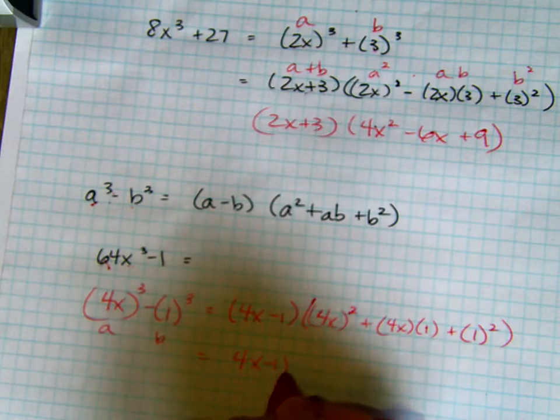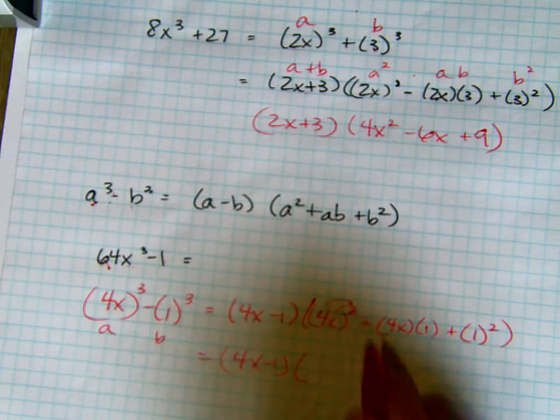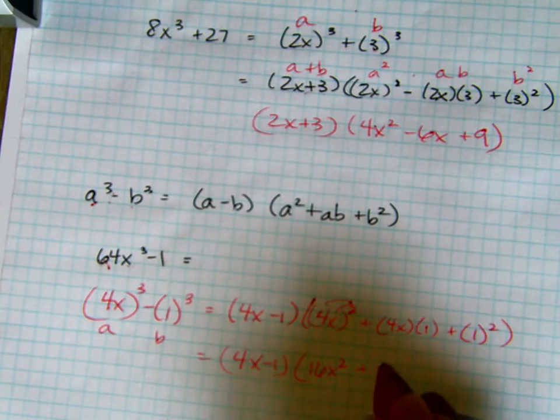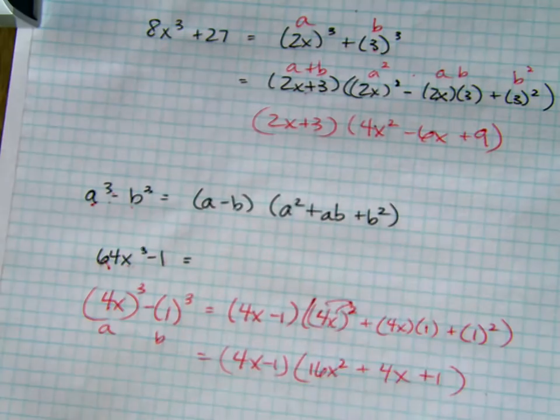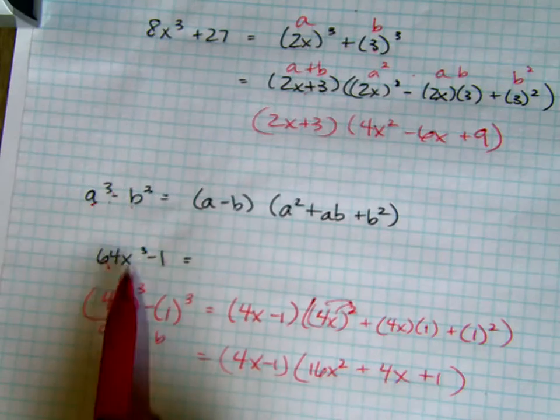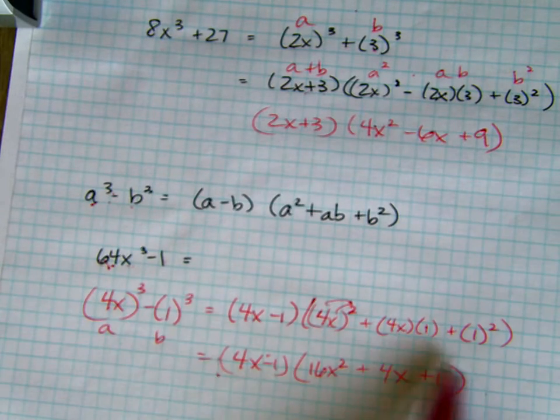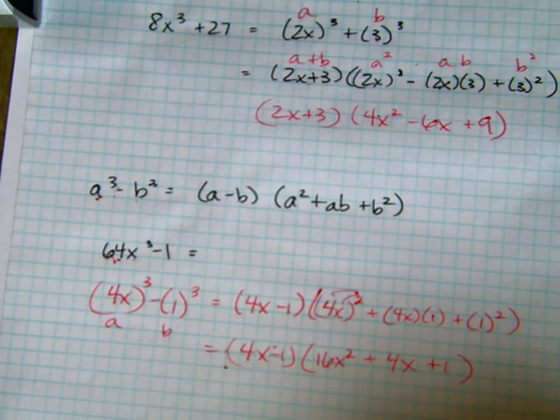So my factors are 4x minus 1, and again, 16x squared, be very intentional about that, plus 4x plus 1. So this difference of perfect cubes factors to this binomial times that trinomial. Fun stuff. Good brain candy.